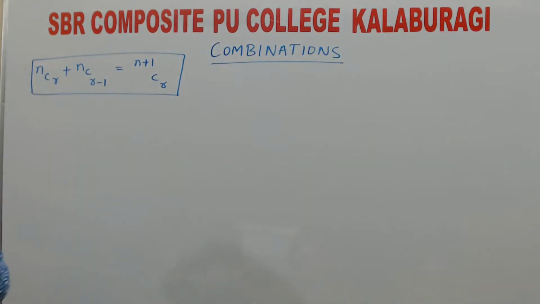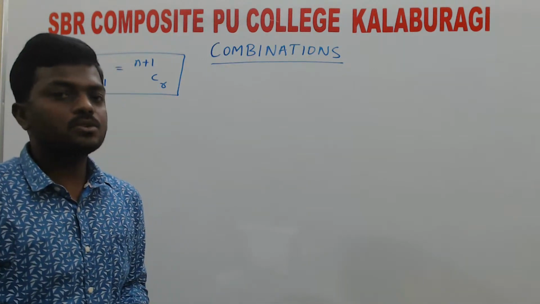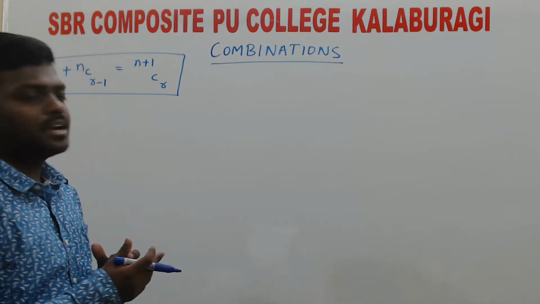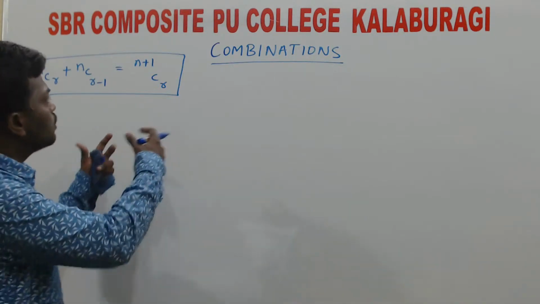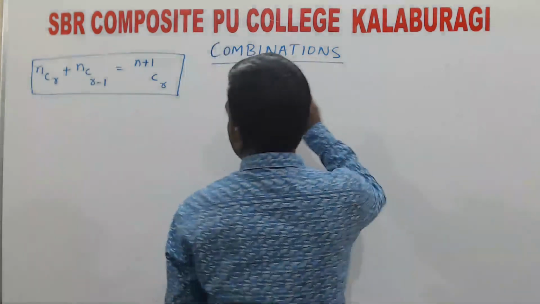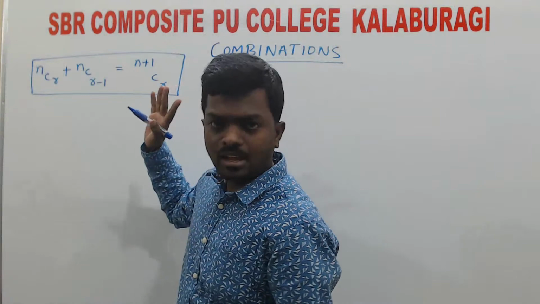Okay, so now the property tells us nCr plus nCr minus 1 is equal to n plus 1 Cr. Now we need to prove left hand side is equal to right hand side. Is that clear, students? It's already a proven one, we just need to establish it for our own understanding. So let me take the left hand side and keep on solving until I arrive at the right hand side.